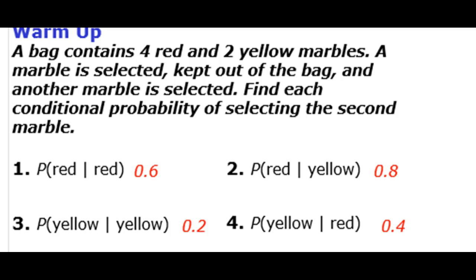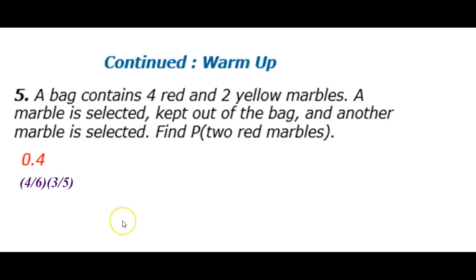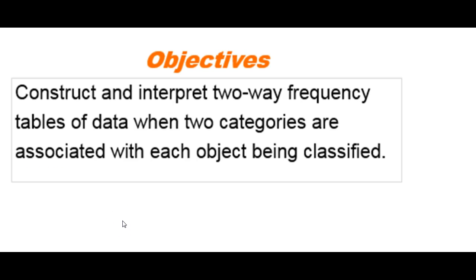Okay. Now on the second warm-up, we're finding the probability of 2 red marbles. So read this over, pause this, check it out, come on back. So in this case, the probability of the first red would be 4 out of 6, right? And the second would then be 3 out of 5. So when you multiply those, you end up with 4/10 or 40%.